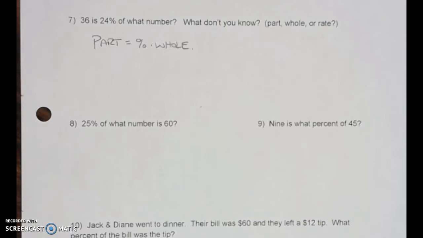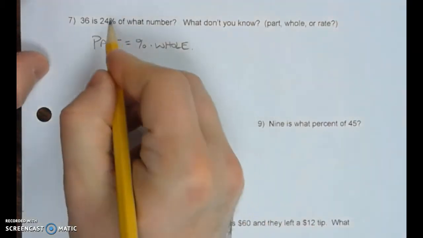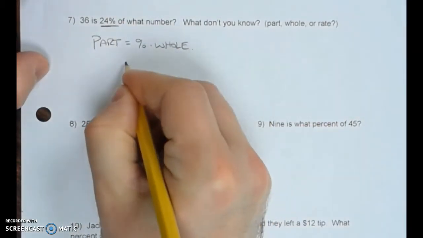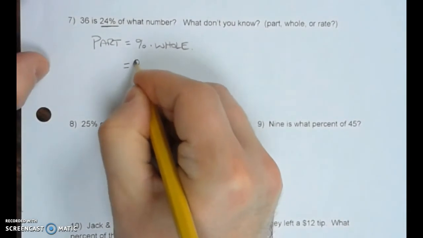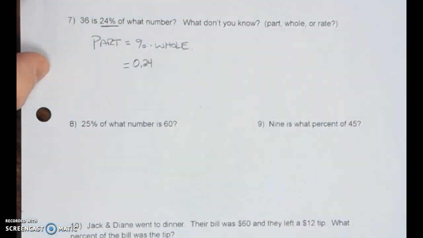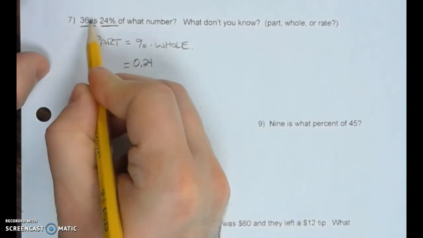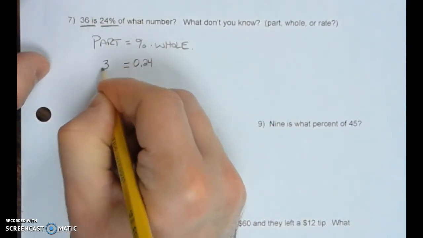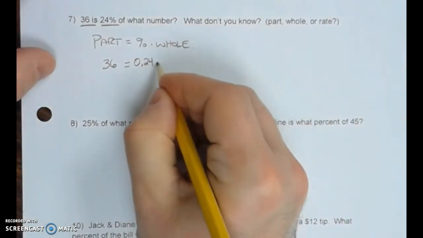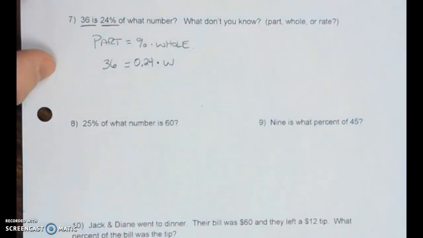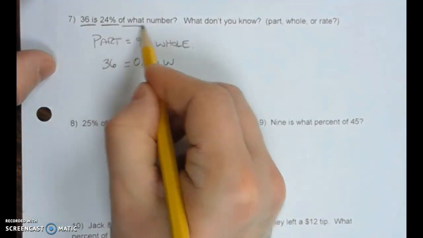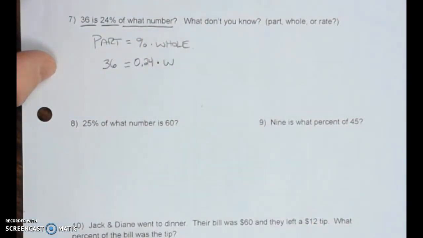In number 7, we're told that 36 is 24% of what number? So we've got to figure out what we don't know. Well, I know the rate, 24%. In my equation, that's going to become 24 hundredths as a decimal. 36 is, well, if you remember, the word is always attached to the part. So 36 is the part. We are looking for the whole value. That's what's missing here. Of what number? The word of is attached to the whole.